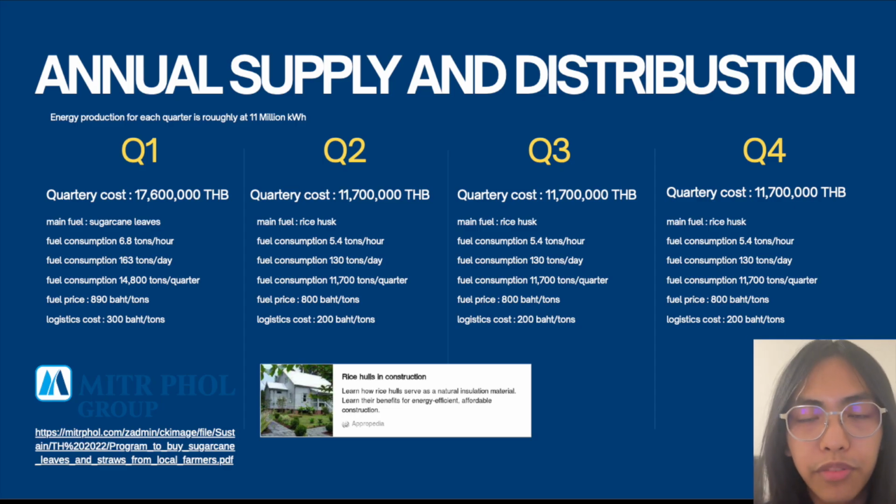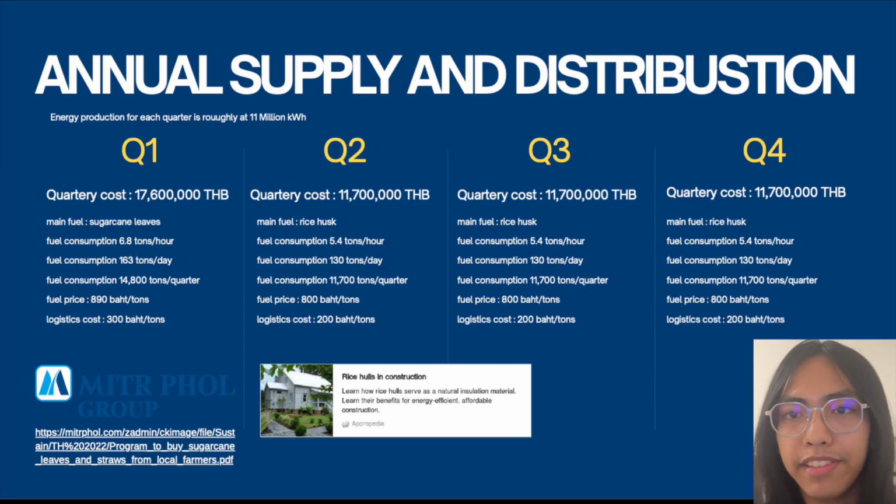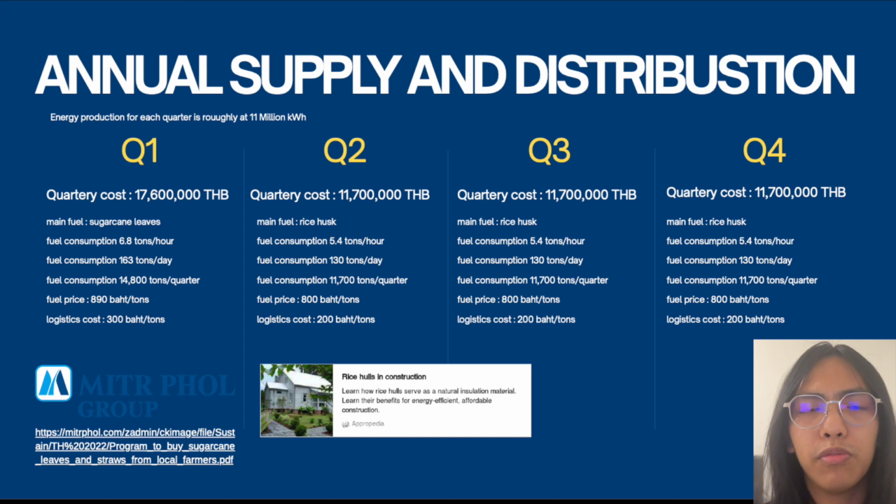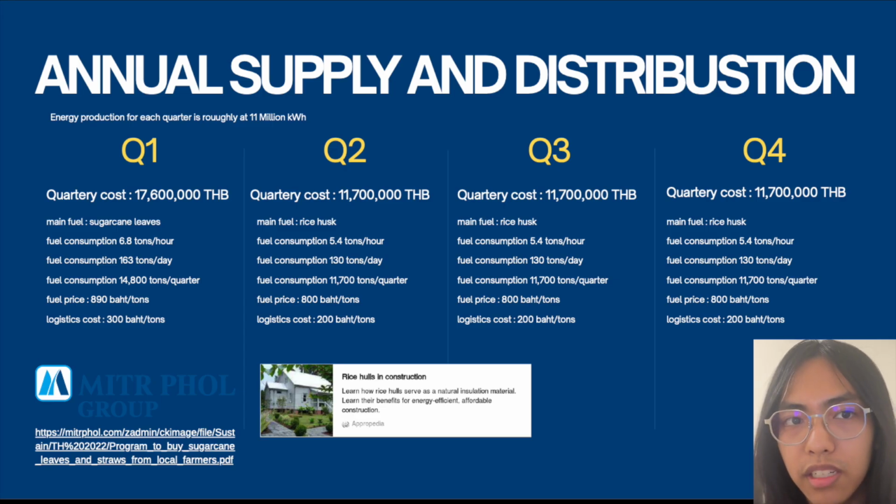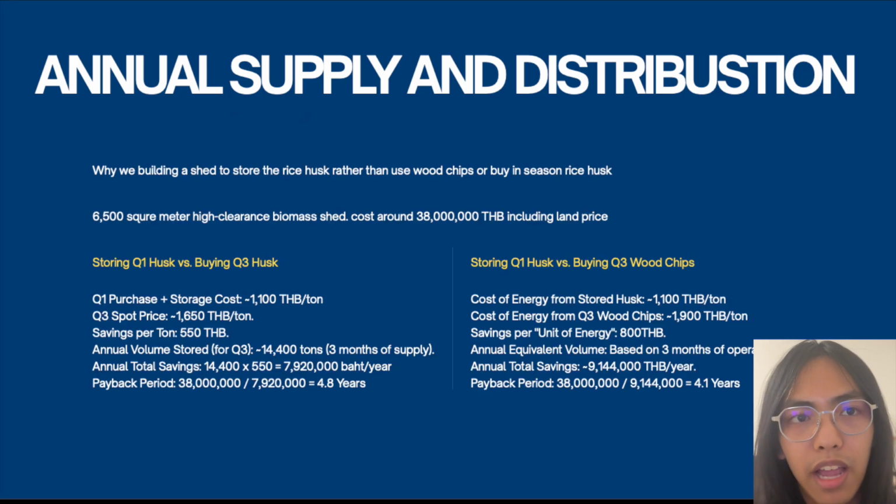But for the third quarter, we could not simply go buy rice husk at 800 baht per ton because it is out of season. So we are thinking of building a shed to keep the rice husk from the second quarter to use in the third quarter too. And here is the calculation: the 6,500 square meter high clearance biomass shed will cost around 38 million baht, including the land price. And here is the reference point on whether buying husk or storing husk is more cost effective.